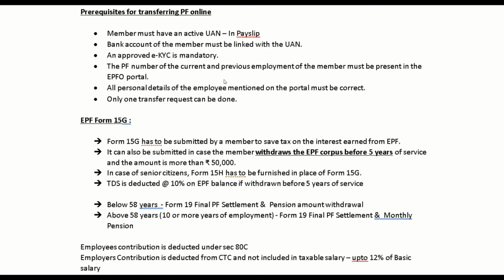So what are the prerequisites? I want to withdraw money. These are the basic requirements. You need to have a valid UAN number. This can be found in the payslip, or as I said, online also you can find it out. A bank account attached. So make sure that you have the current bank account details updated in the portal.